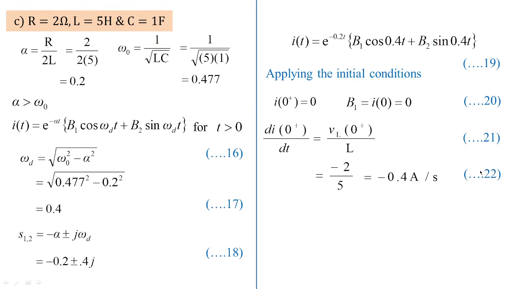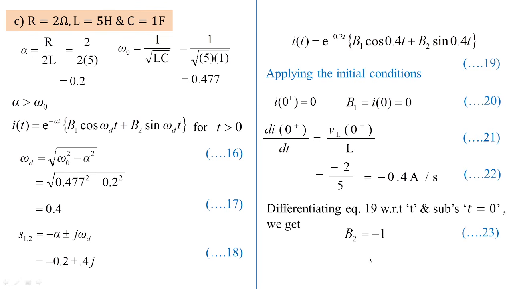This we are going to do as equation 22. And differentiating equation 19 with respect to t and substituting the value of t is equal to 0, we are going to get the value of b2 is equal to minus 1. Please check whether all of you got the value of b2 as minus 1 or not. Once we obtain the value of b1, b2, I'm going to substitute this equation 20, equation 23 in equation 16. Then I'm going to get the value of I of t is equal to minus e to the power of minus 0.2 t sine of 0.4 t. So this is the general solution for underdamped condition.